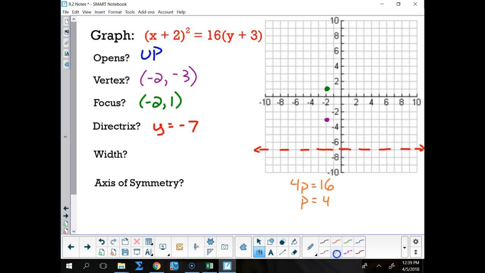How wide is my parabola at the focus? 16, because it's 4p. So that means I'm going to go left 8, and right 8. That allows me to draw it in.